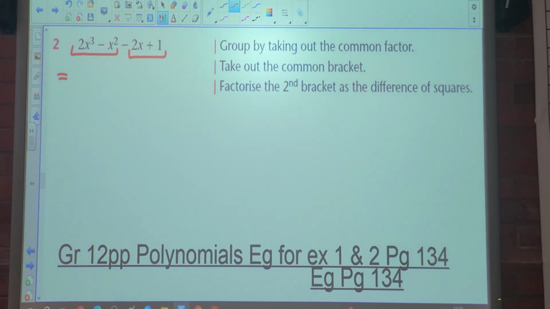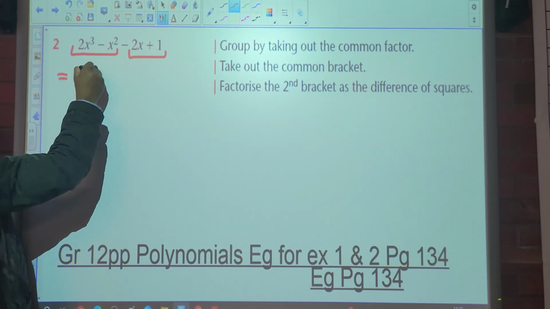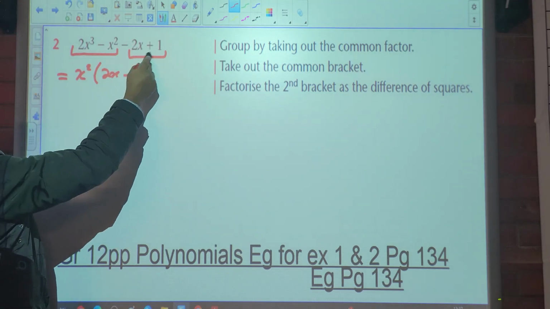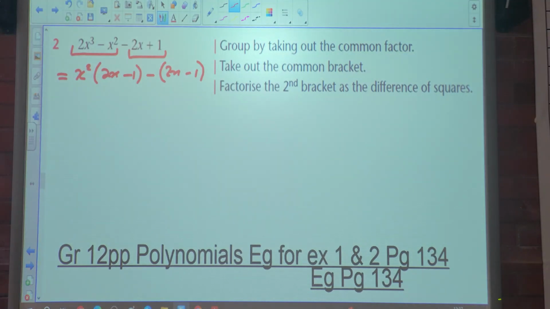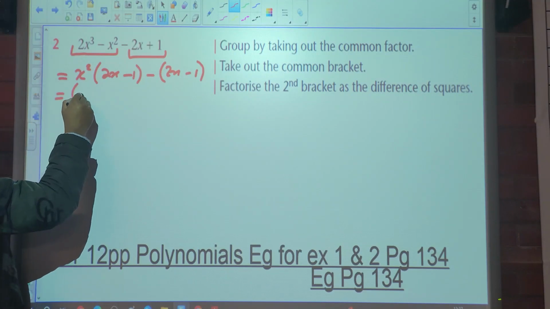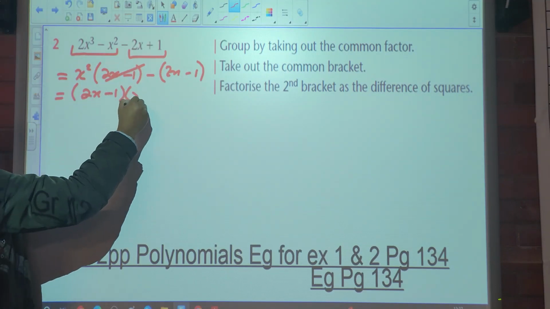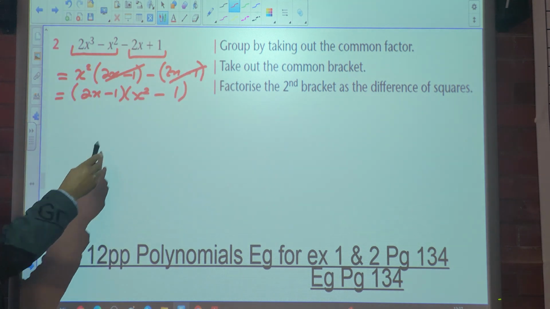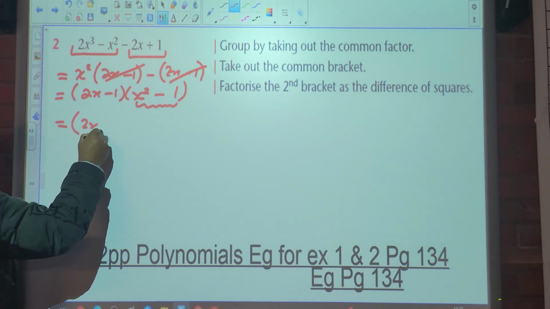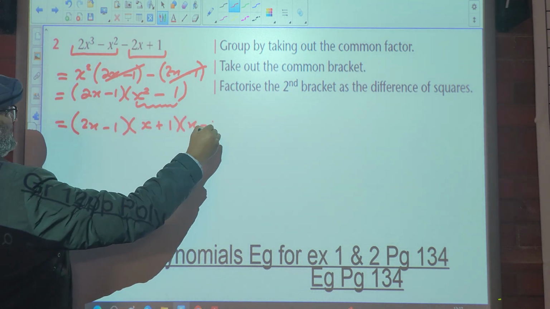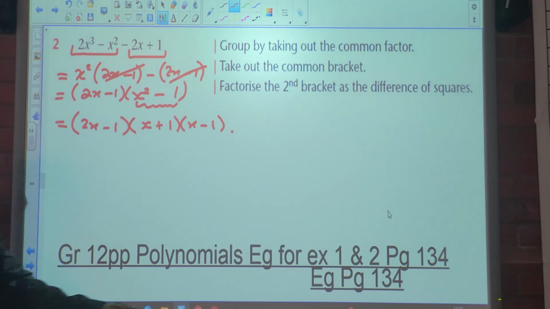So what is common in the first 2 terms? X squared. What are we left with? 2x minus 1. What is common here? Negative. Not everybody at once. No? So it's going to be 2x minus 1. Now we take out the common bracket, 2x minus 1, and leave x squared minus 1. Factorize the second bracket. What type of factorization there? Difference of 2 squares. So that gives me 2x minus 1, x plus 1, and x minus 1. Is there any confusion there? Not yet. Okay.